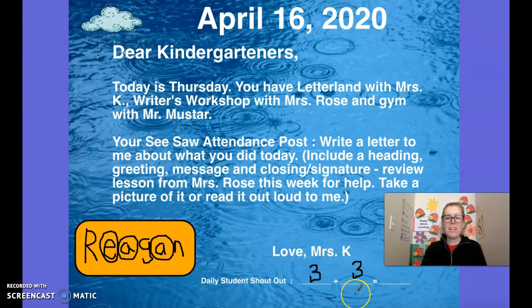3 plus 3, and I can do that by holding up 3 and 3, or I can count up 3 more starting with the number 3. So 3 and 3 is 6. Regan has 6 letters in her name.